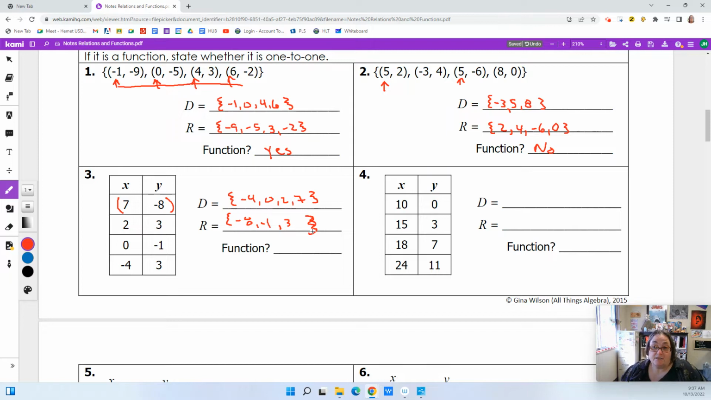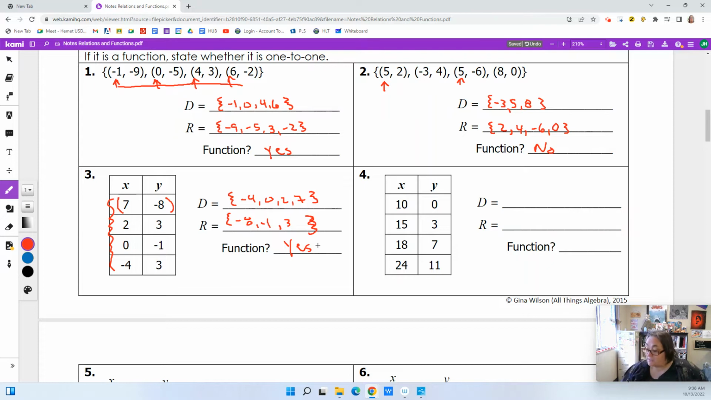Is it a function? Well, if we look at this, none of our x values repeat. We have repeating y values, but that is okay. We can have y values that repeat. But if it's a function, the only thing we can't have is x values that repeat. But none of these repeat. So yes, we have a function.